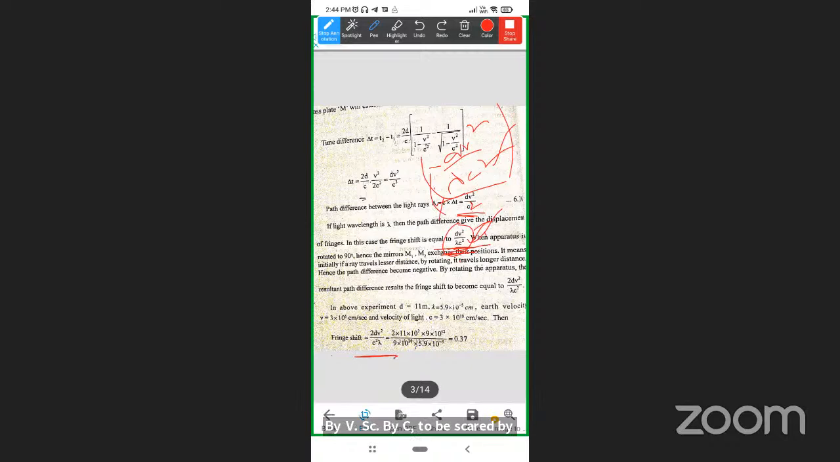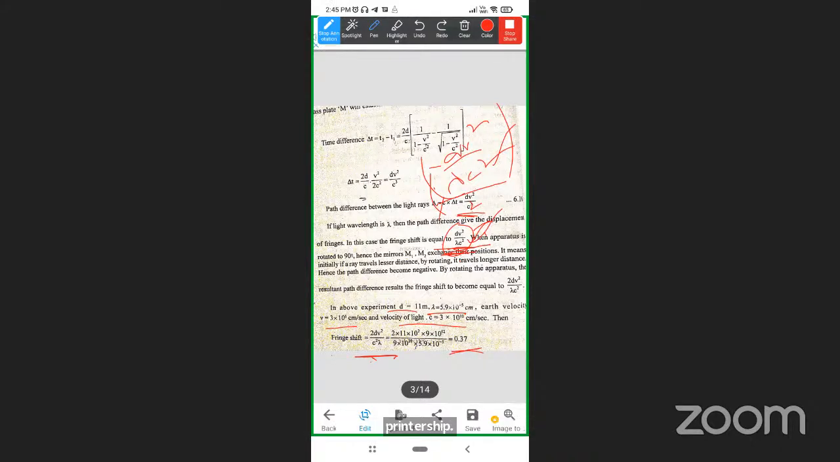You know d, the distance, is 11 centimeters. Lambda, the monochromatic light wavelength, is 5.9 into 10 to the power of minus 5 centimeters. The earth velocity is 3 into 10 to the power of 6 centimeters per second, and the light velocity c is 3 into 10 to the power of 10 centimeters per second. Substituting these values in 2 d v square by c square into lambda, the simplification gives the fringe shift value as 0.37.